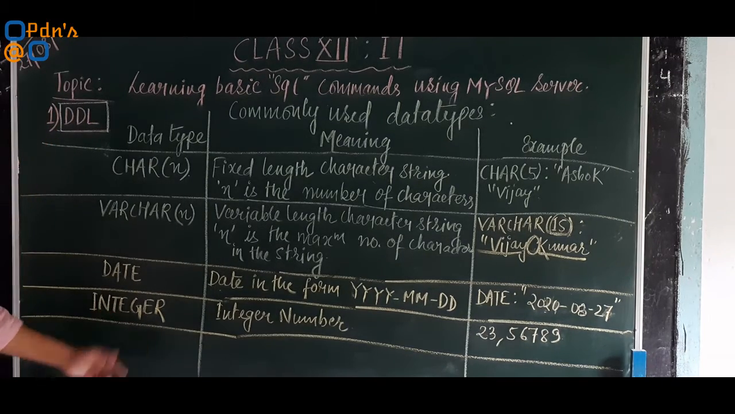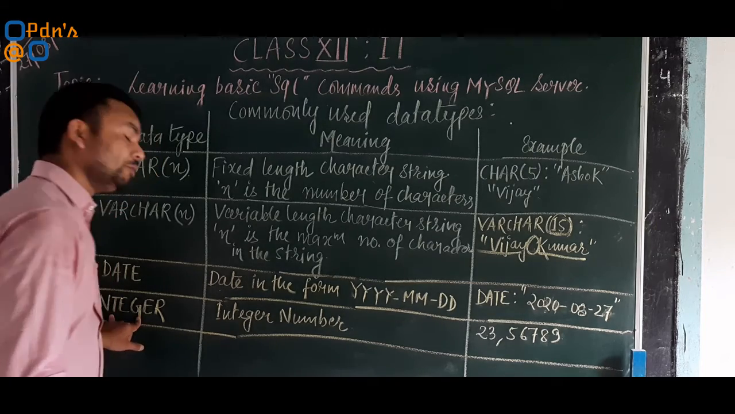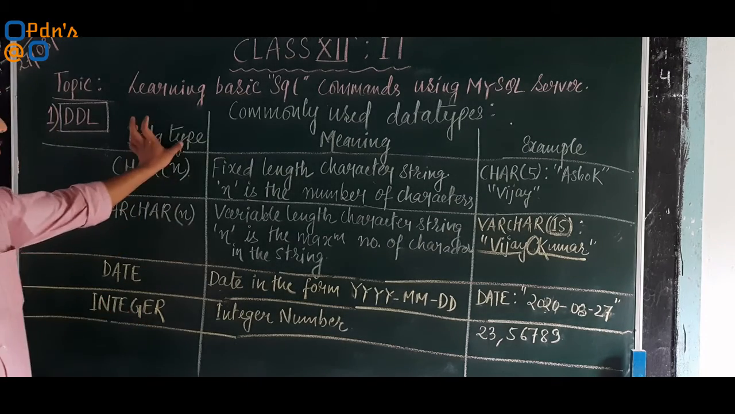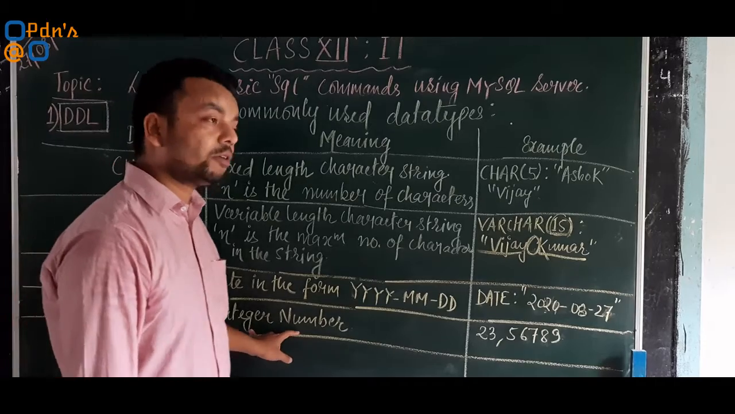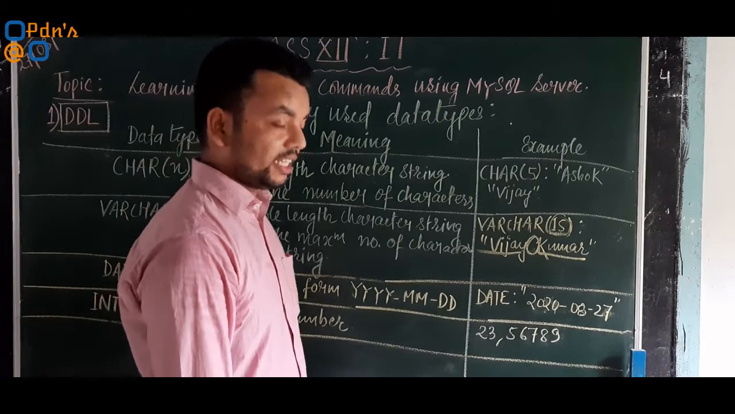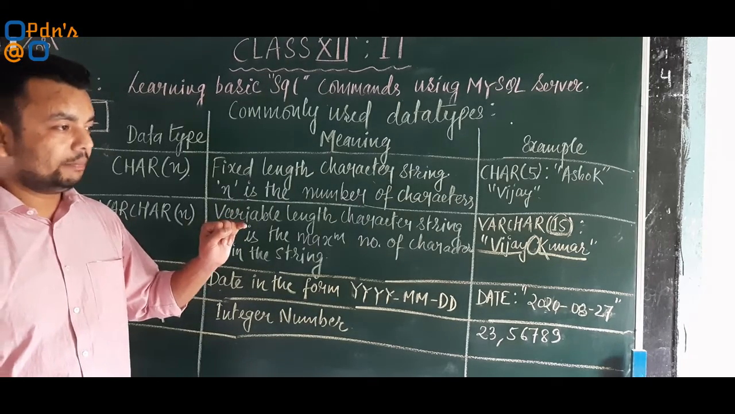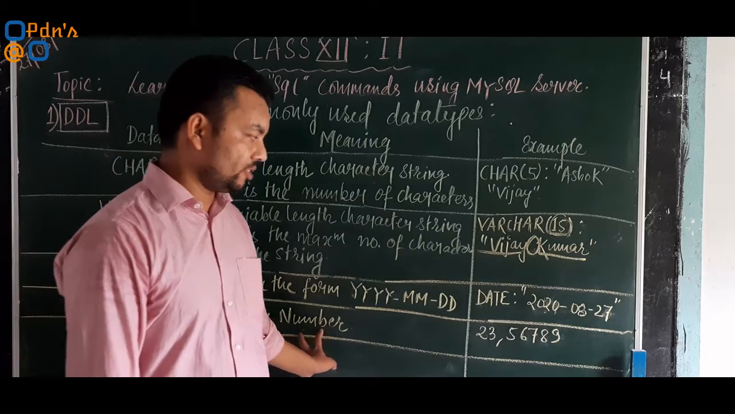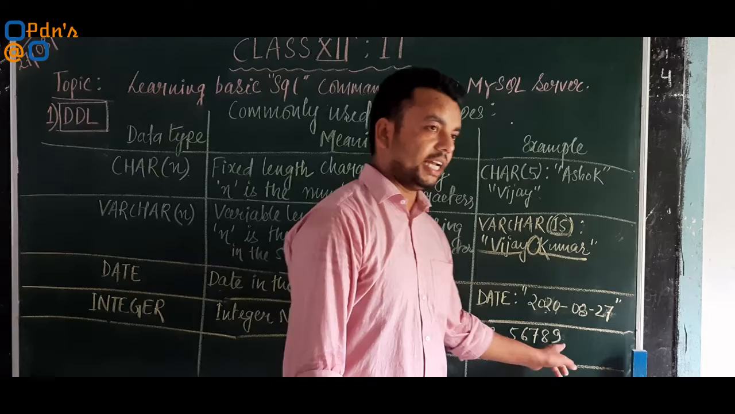Now similarly, integer, one more type of data type is there. Whenever we need to insert a number that is either positive or negative, in such a situation we need to use the integer data type. As we know, the concept of integer means positive, negative and 0. Correct? Positive and negative integers. So examples of integers are 23, 5, 6, 7, 8, 9.